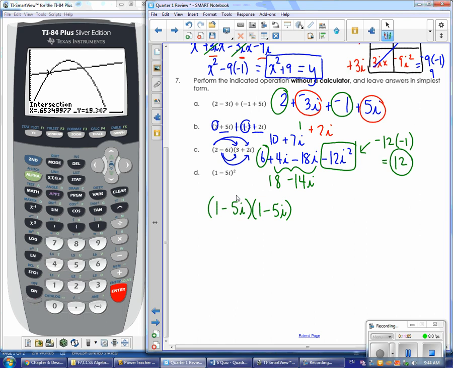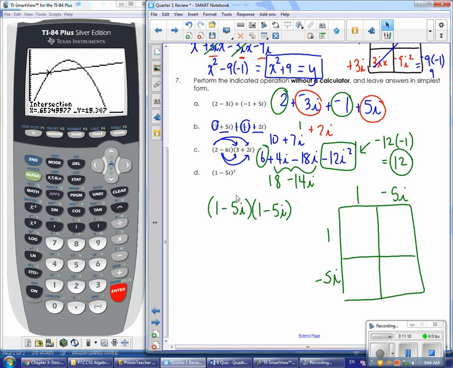All right, so this time I'll go ahead and use the box method. So I have 1 minus 5i and 1 minus 5i. And then let's go ahead and fill things in. I know 1 times 1 is 1. 1 times negative 5i is going to give me negative 5i. Negative 5i times 1 is going to give me negative 5i. And negative 5i times negative 5i is actually going to give me a positive 25i squared. And remember, i squared is just negative 1, so that's going to be 25 times negative 1, or simply negative 25.